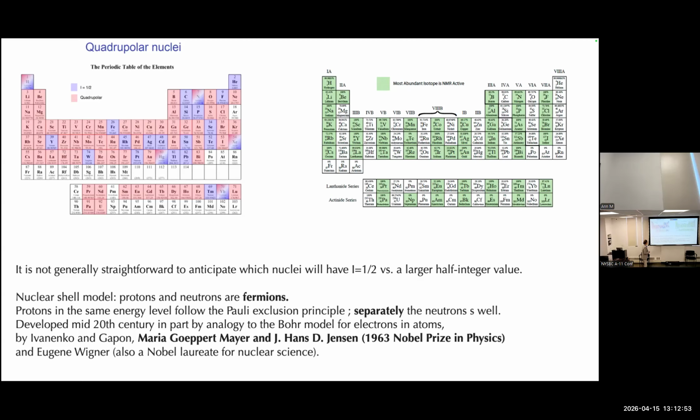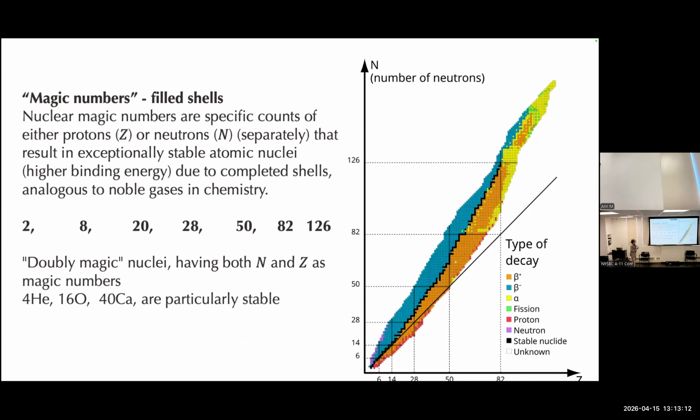Stephen Gapon, Maria Goettert Mayer, Hans Jensen, these are Nobel laureates in physics, and Eugene Wigner, whose name has come up already in the class. So these are not easy-entry kinds of topics. But I can tell you a couple of things about it.